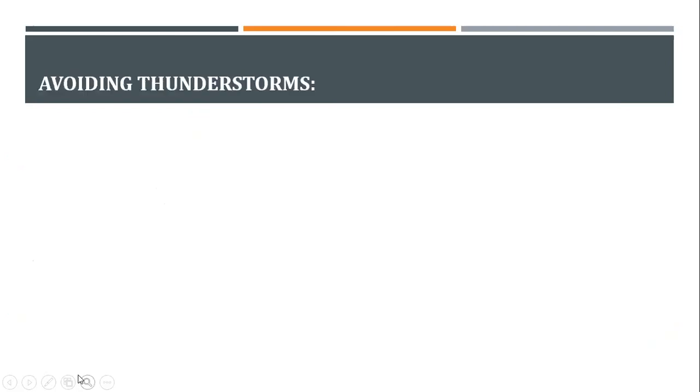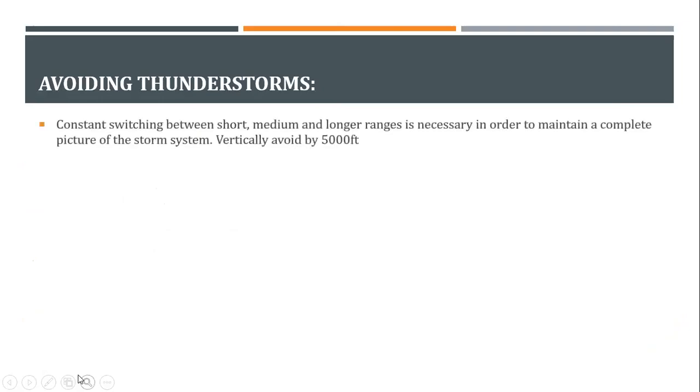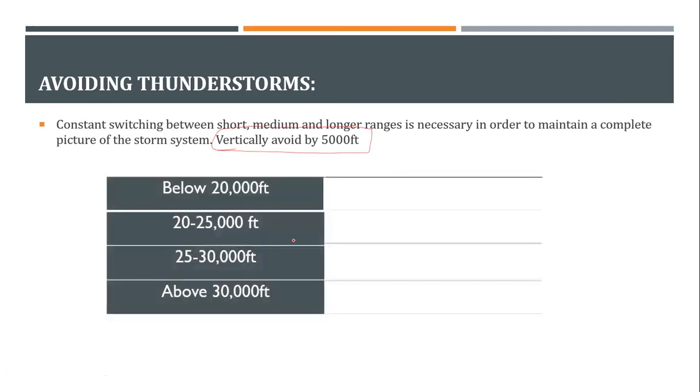How to avoid the thunderstorms? Thunderstorms are the main reason for your turbulence. Use constant switching between short, medium and long ranges. We have the range set, right? This is in order to maintain a complete picture of the storm. Vertically, you have to remember to avoid the thunderstorm by 5,000 feet. In questions, there are many times it is asked by how much you have to avoid it.